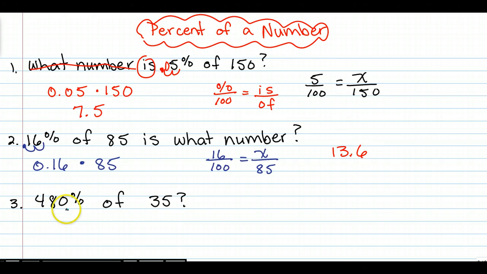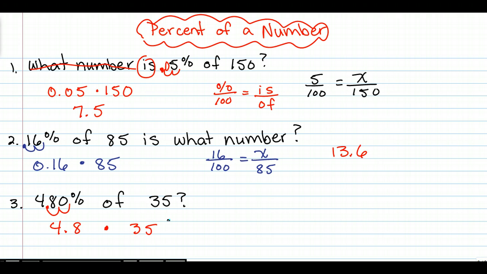What about something like this where we have a whopper of a percent, 480% of 35? Doesn't matter, we still do the same thing. We start over here because this is where the decimal would be. We go over 2 spots because we're dividing by 100, and it's going to be 4.8. Now, 4.80, but do we need that 0? We don't. It's not going to make any difference. So really, this turns into 4.8 of 35.